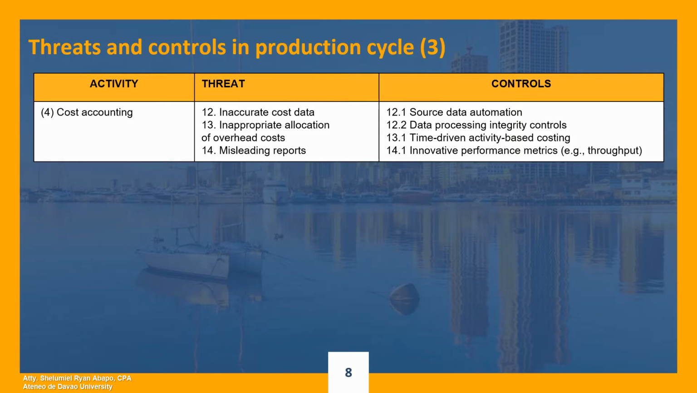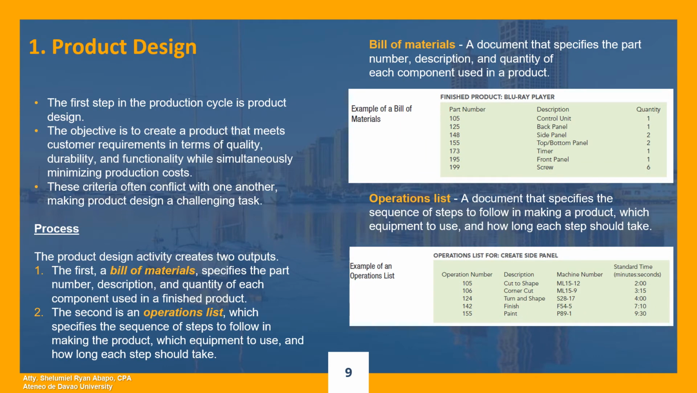Now let's proceed to our first activity. Our first activity is actually product design, right? This is the first activity. It is the first step in the production cycle. The objective of this particular step is to create a product that meets customer requirements in terms of quality, durability, and functionality while simultaneously minimizing production costs.